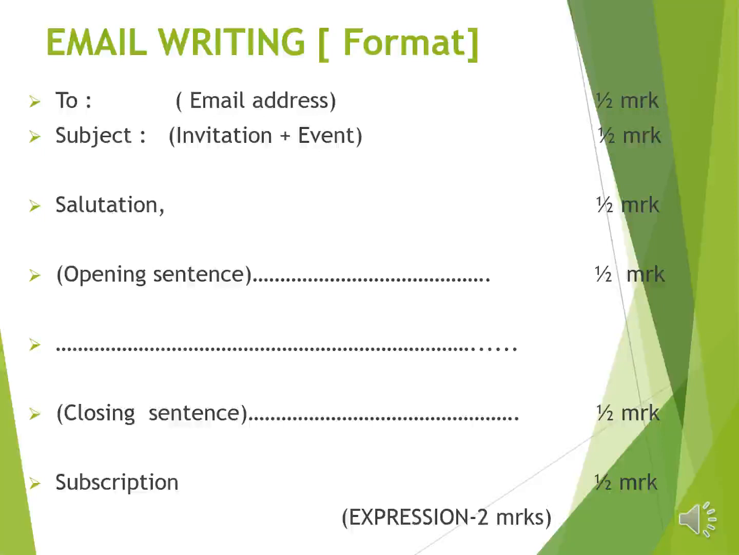We begin by writing the email address of the recipient. So we write to followed by the email address, which carries half a mark, and then we write the subject, which includes the invitation and the event, which also carries half a mark. Then you leave a line and write the salutation, which is also half a mark. And then we begin with the opening sentence of the email, which carries half a mark. Leave a line again and write the second paragraph of the email.